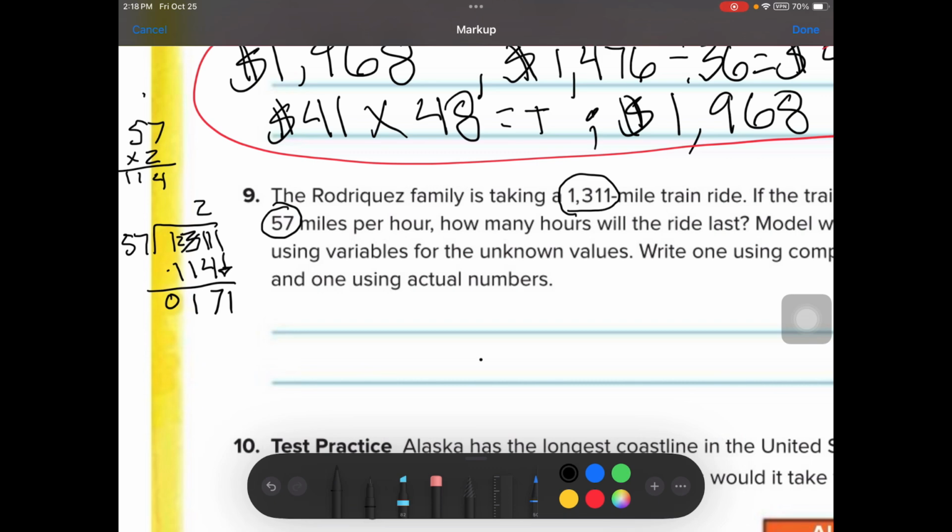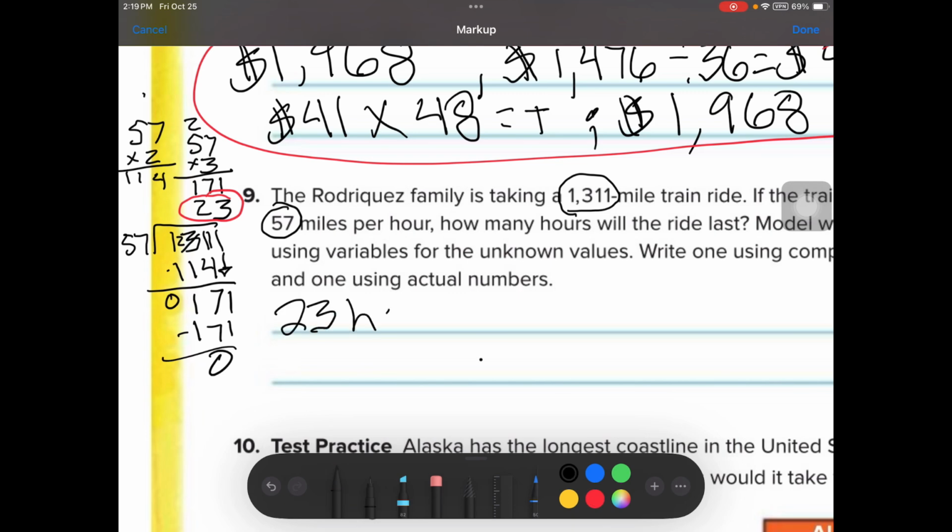So 57 will go into 171. Judging by this, it's going to be more than 2. So then I'm going to do a 57 times 3. 21, 15, 16, 17. Oh, yes, that's perfect. 171. So then I know that my answer that I'm looking for is going to be 23. Let's write that down. So it's going to be 23. And they want to know hours. That's what we're labeling it as.